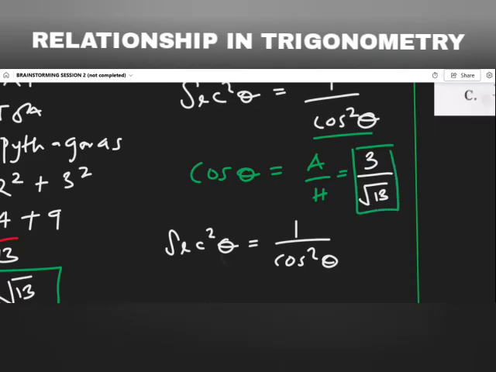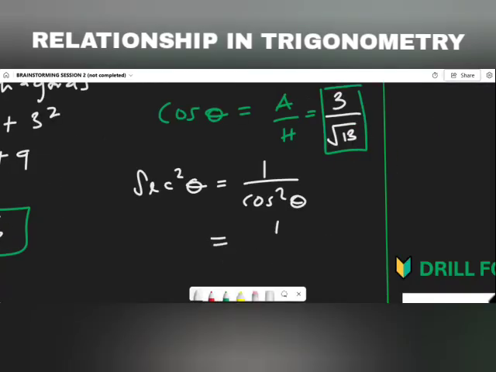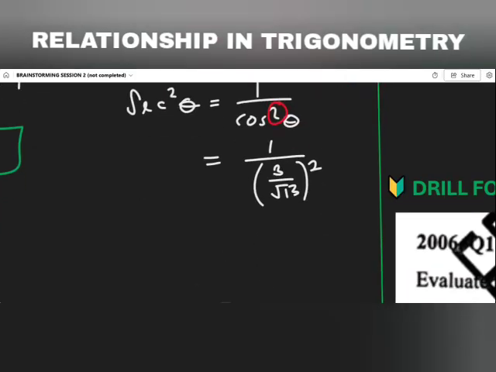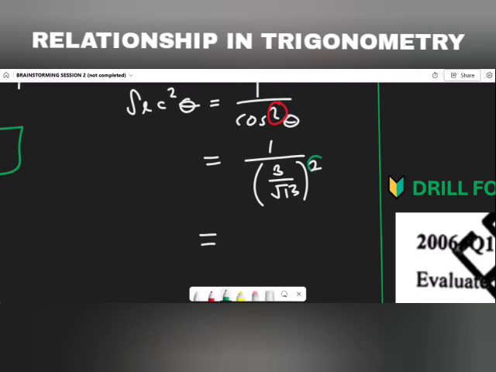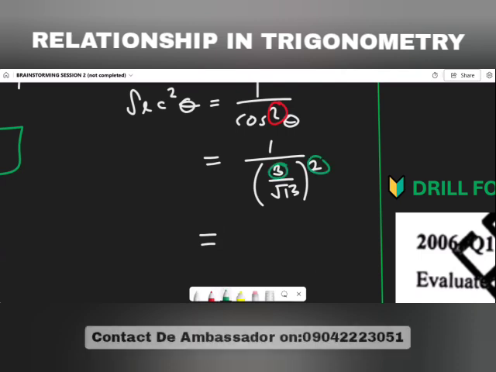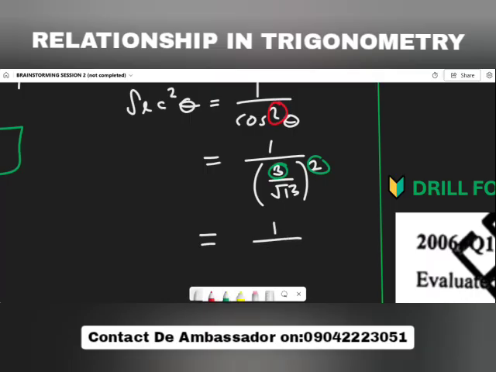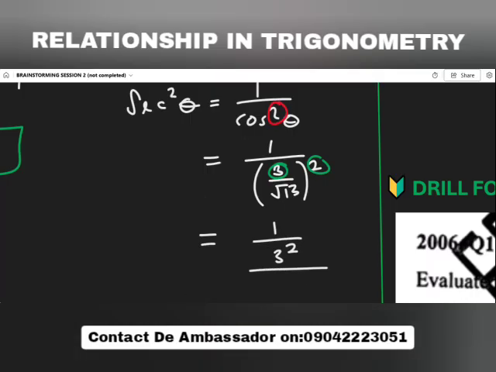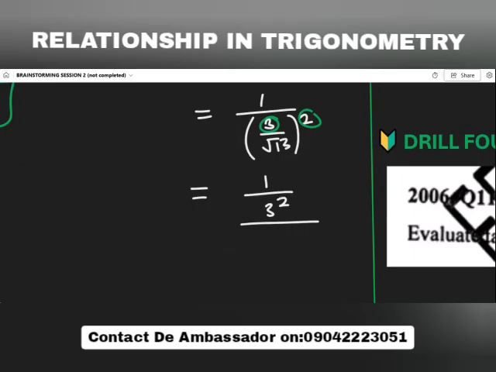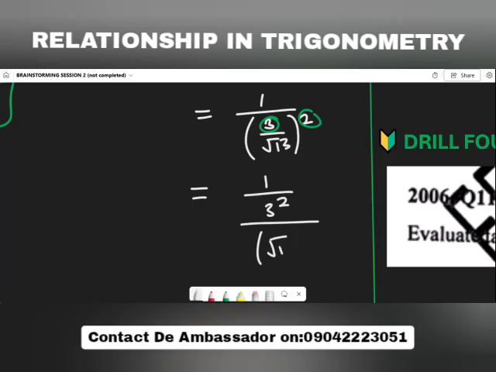Putting this into the equation, I'm going to have 1 all over 3 all over square root of 13, then in the power of 2. Why? Because we already have a square here, so the square must be placed here. Note that the square is for both the 3 and also the root of 13. So I can write this as 1 all over 3 square all over the square root of 13 all square. So the square root can cancel out the square.